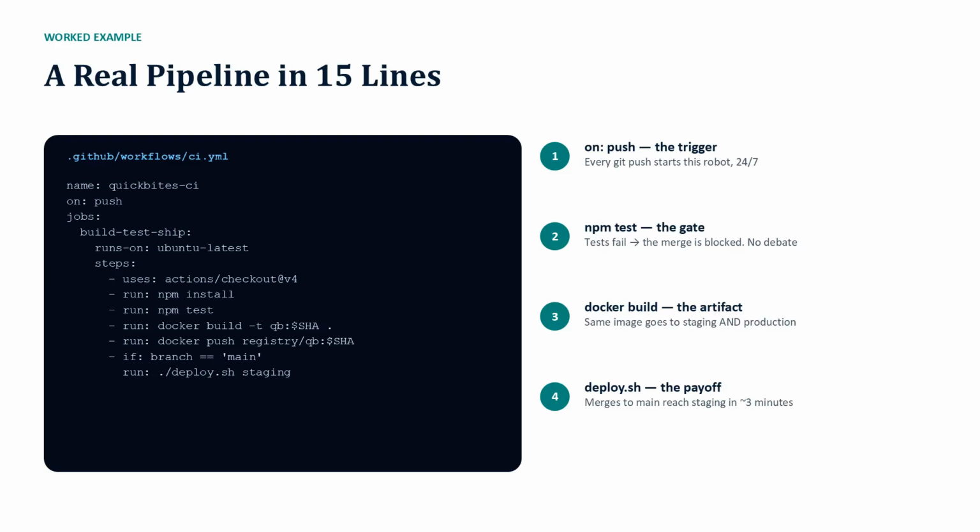And this is the gate. If a single test fails, the pull request is blocked and nobody can merge broken code. If tests pass, it builds a Docker image tagged with the exact commit ID, pushes it to the registry, and, only on the main branch, deploys it to staging.